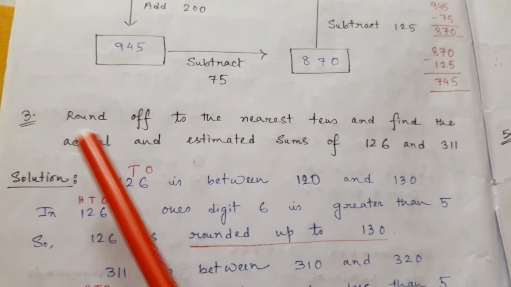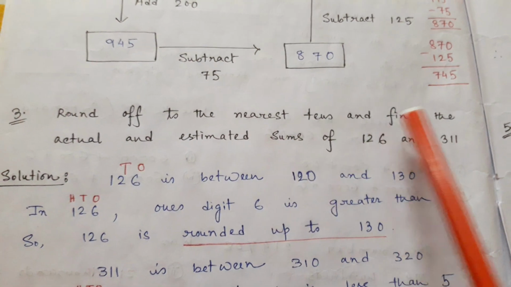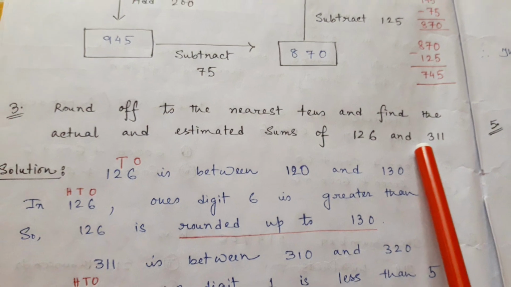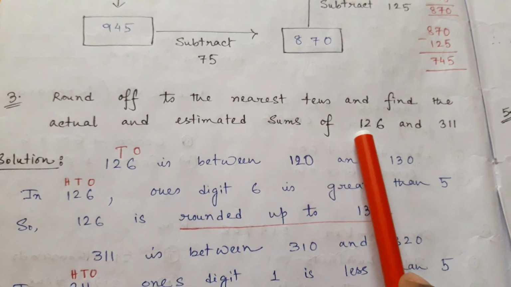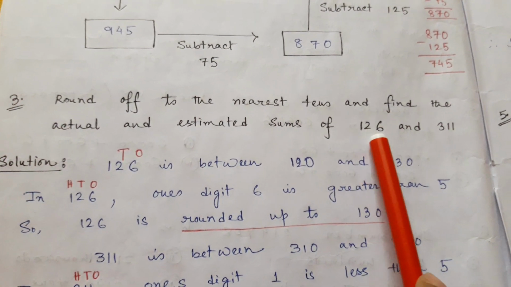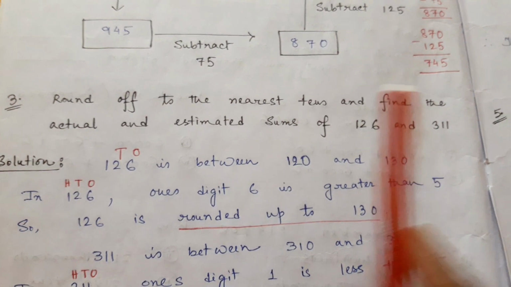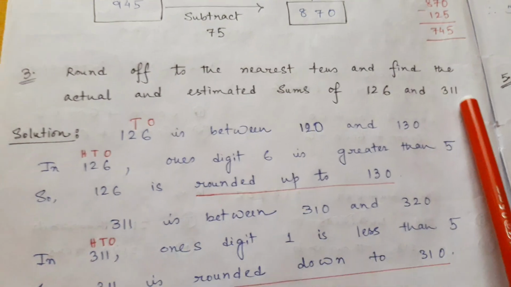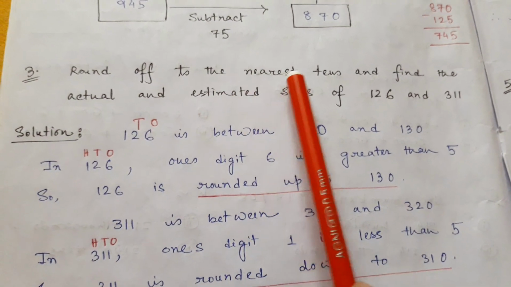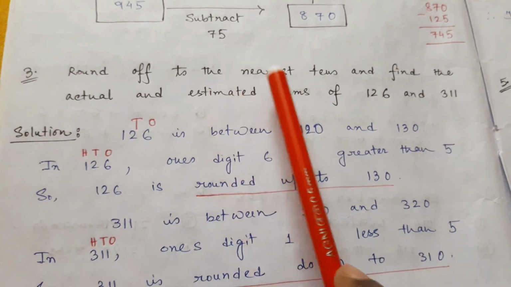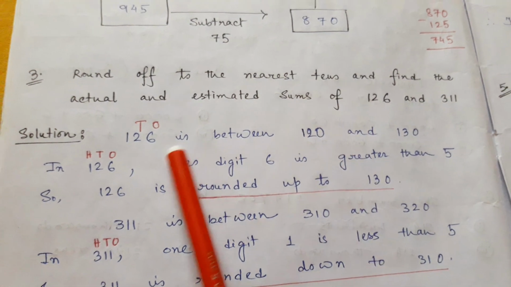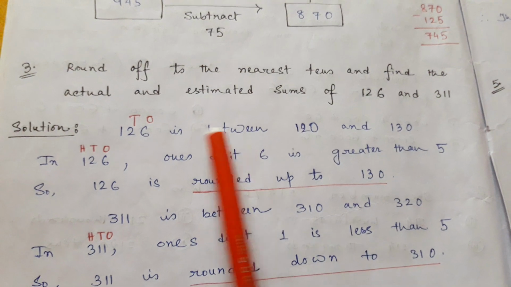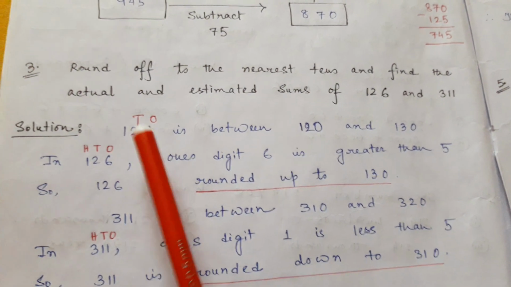Now the next one: round off to the nearest tens and find the actual and estimated sums of 126 and 311. So first we have to round off these numbers to the nearest tens place, and then you have to find the actual and estimated sums of these two numbers. Now when we round off any number to its nearest tens place, you have to write that number between its nearest tens multiples.